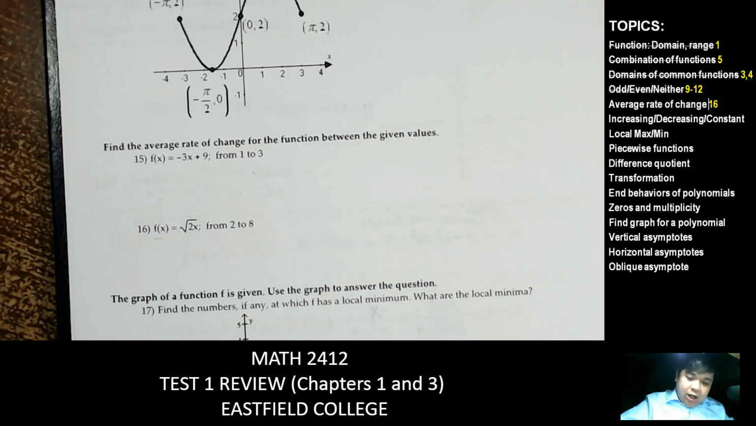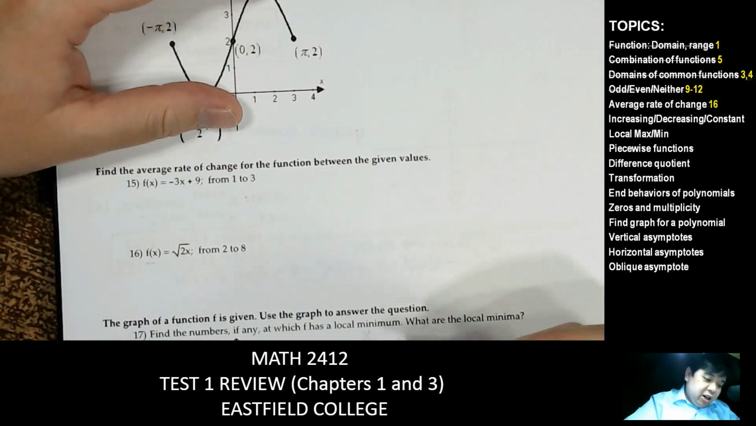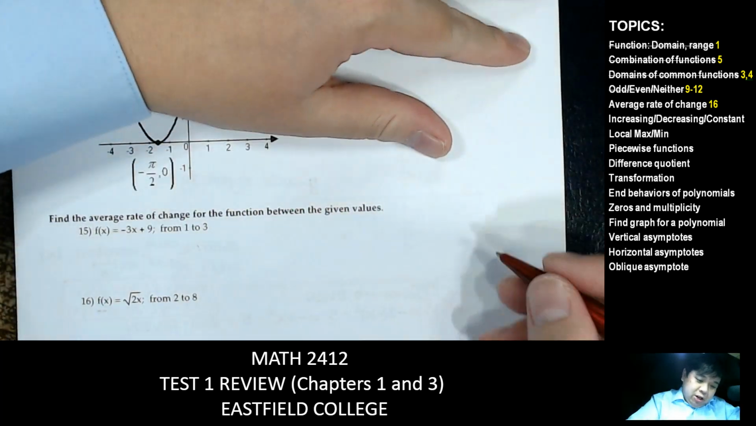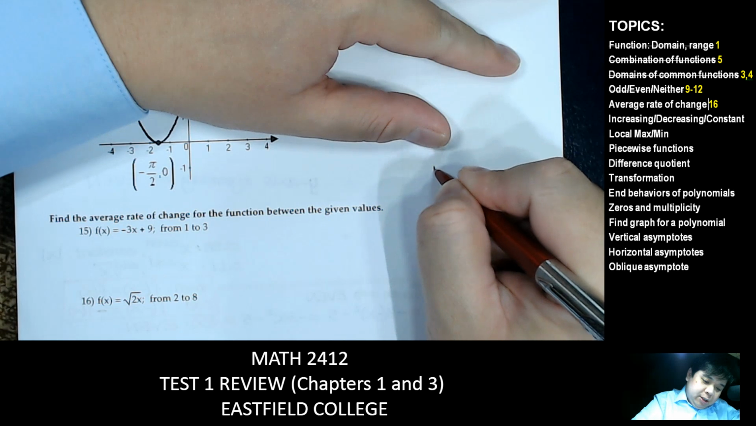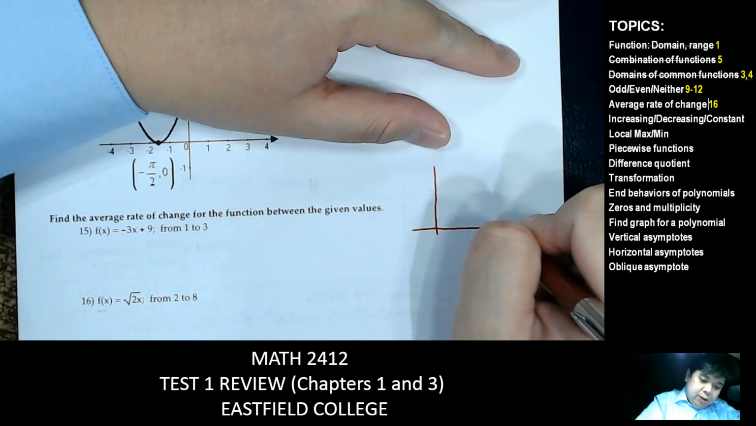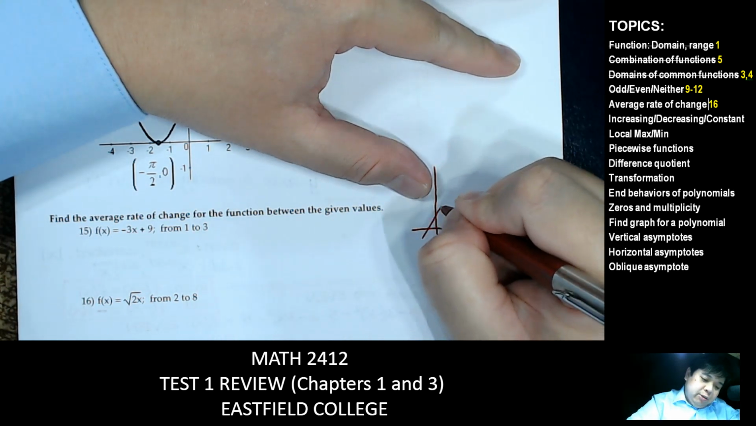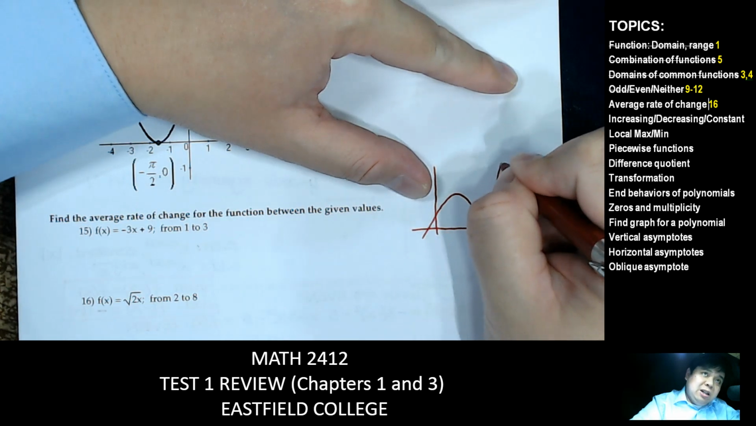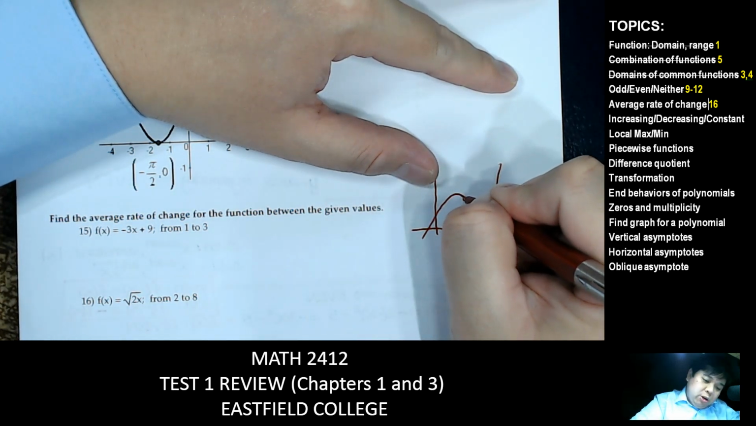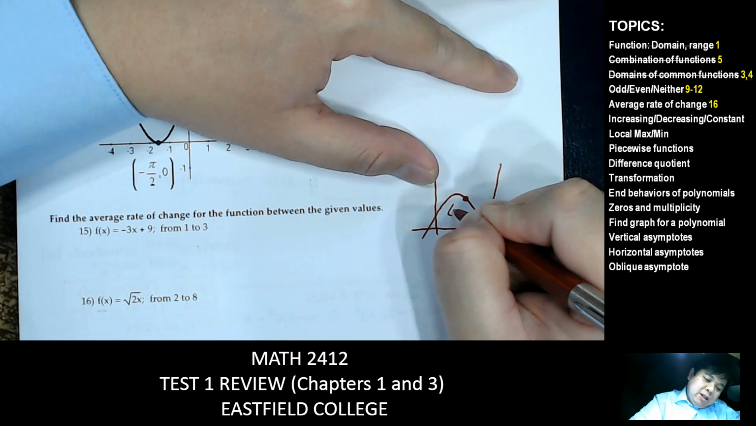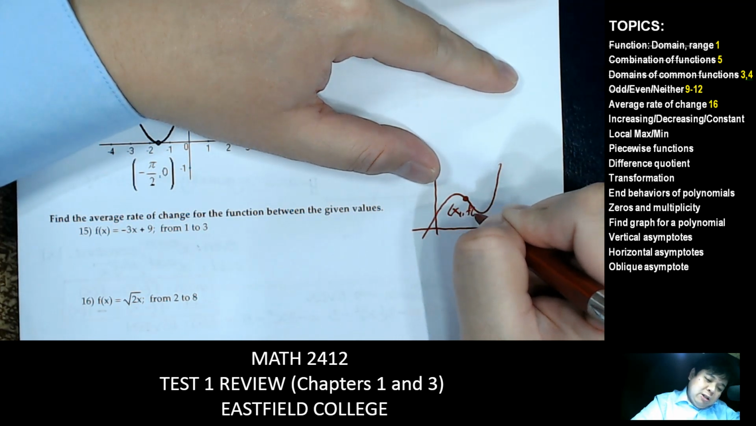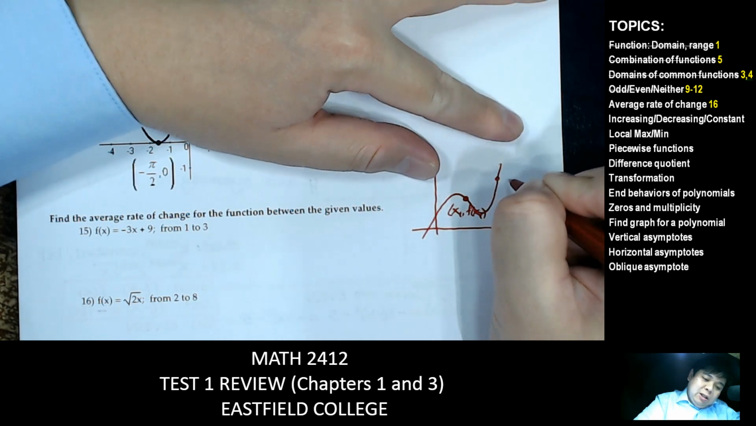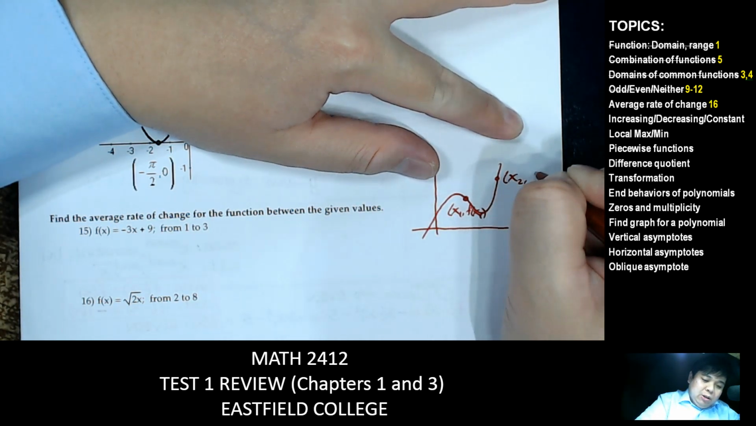Average rate of change. That is the slope of the secant line. So let me draw a little graph here. So we have the function, and there are 2 points on the graph. x1, f of x1, x2, f of x2.